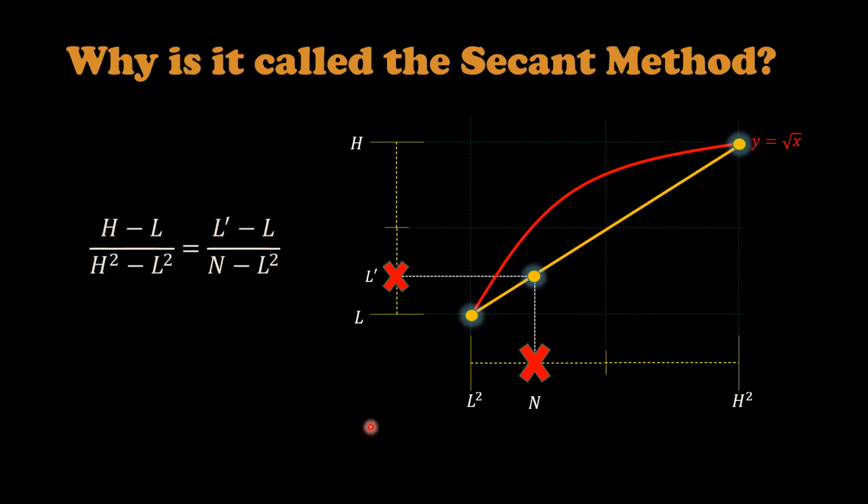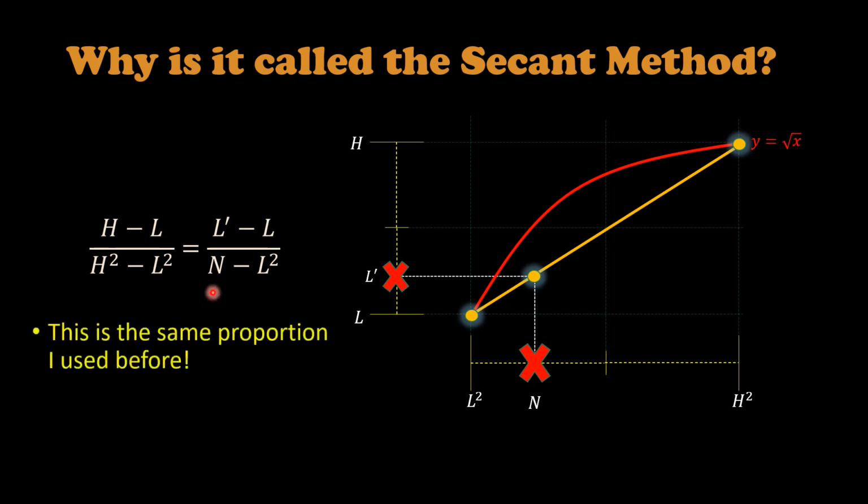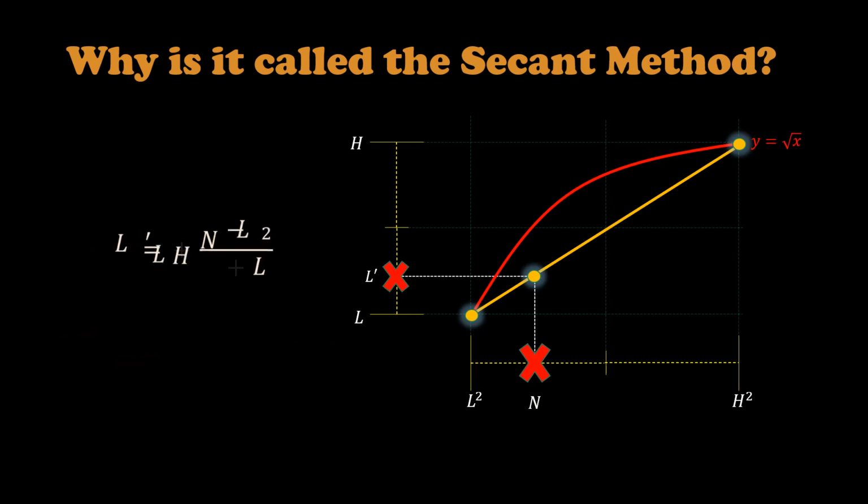Now this right here, I guess it's not quite the same. If you rearrange it a little bit, if you swap the H minus L and the N minus L squared, then you end up with the same proportion that we were using before with the number lines. So we are calculating the same thing. And if you solve for L prime, we get the same thing that we got before, L prime equals L plus that. So what we were doing with that little proportion is equivalent to this. This linear interpolation is what this is called.